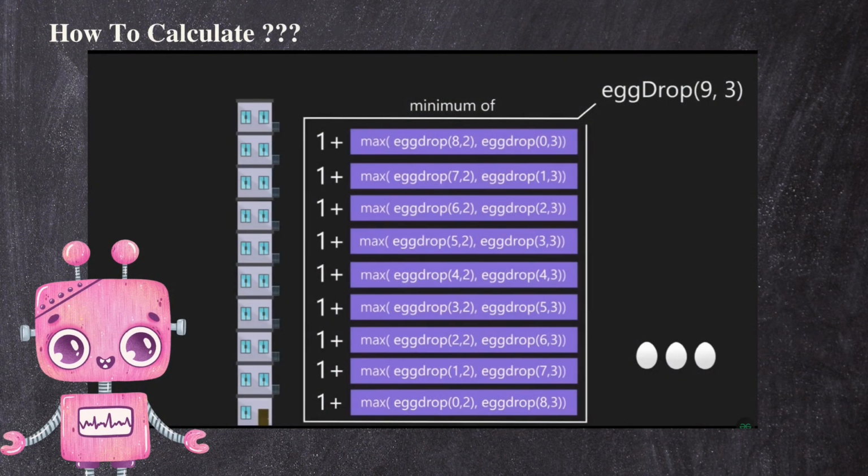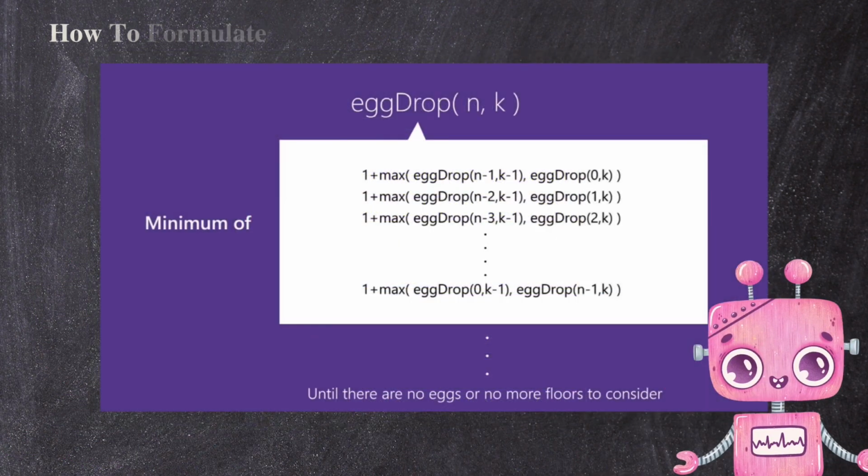Let's see how to calculate. Assume that we have a 9th floor building and 3 eggs. Then consider the first egg, and we can't know which floor we should choose to drop this egg from. So, we will simply consider every case. That is, we'll consider dropping the egg from every floor and choose the case which returns the minimum attempts. This is the basic function of eggDrop(n, k). N is the number of floors, k is the number of eggs.